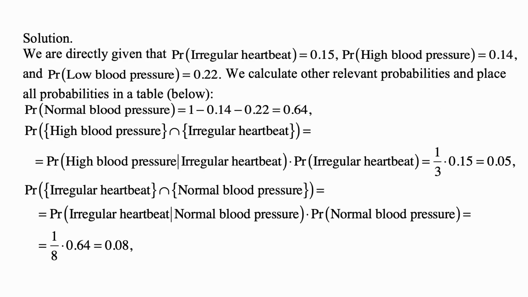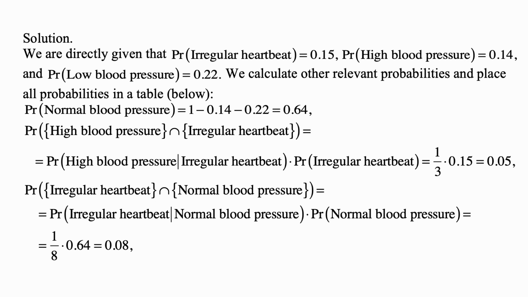And here's the solution. We are directly given that the probability of irregular heartbeat is 0.15, probability of high blood pressure is 0.14, and probability of low blood pressure is 0.22. We calculate other relevant probabilities and place all probabilities in a table, which will be given in just a moment in the next screen. So probability of normal blood pressure is 1 minus 0.14 minus 0.22, so normal is not high and not low, and that's 0.64.